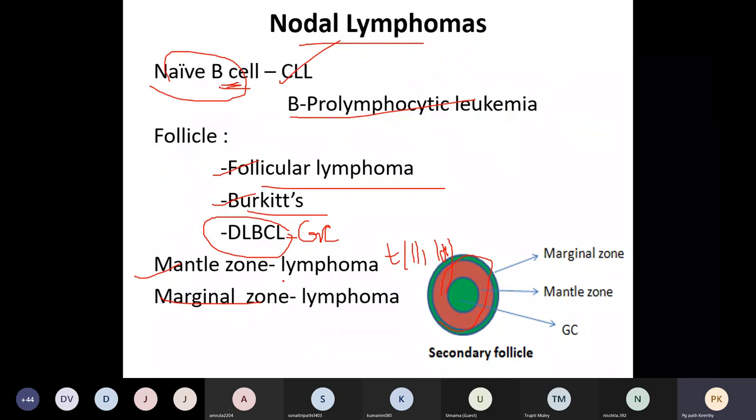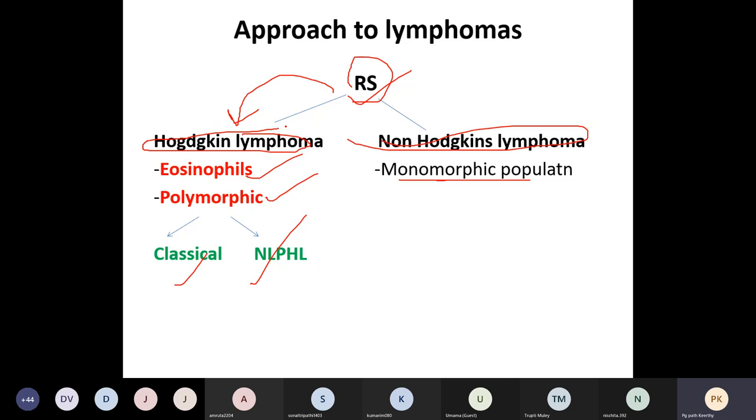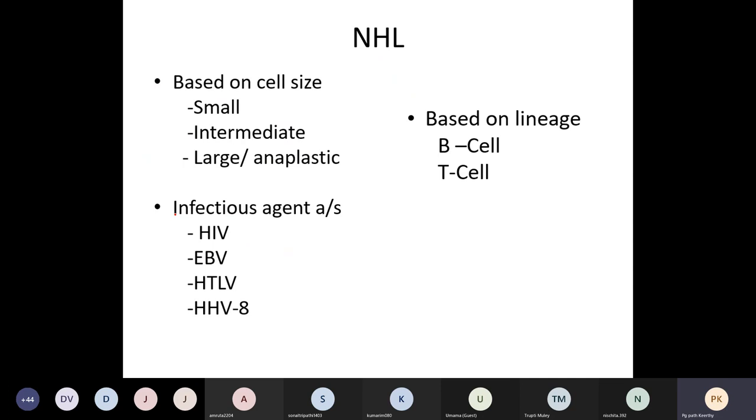Now coming to the approach to lymphomas. I told you, in general, you have to classify as Hodgkin's or non-Hodgkin's. If you are given a cytology slide, you just have to mention whether it is Hodgkin's or non-Hodgkin's. No need to subclassify. In histopathology, you can try. The non-Hodgkin's are divided based on the size of the cell, that is the size of the lymphocyte: small, intermediate or large.